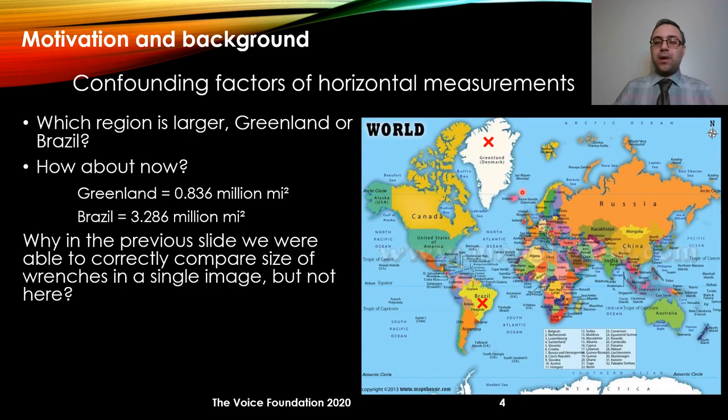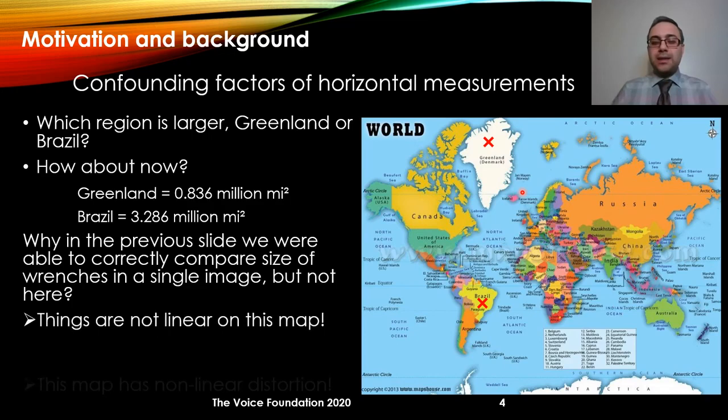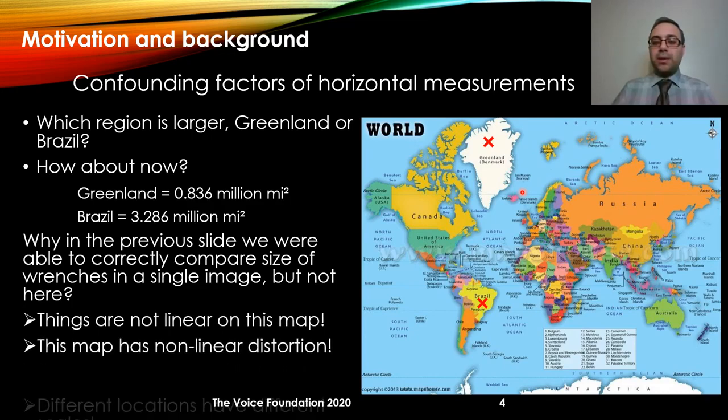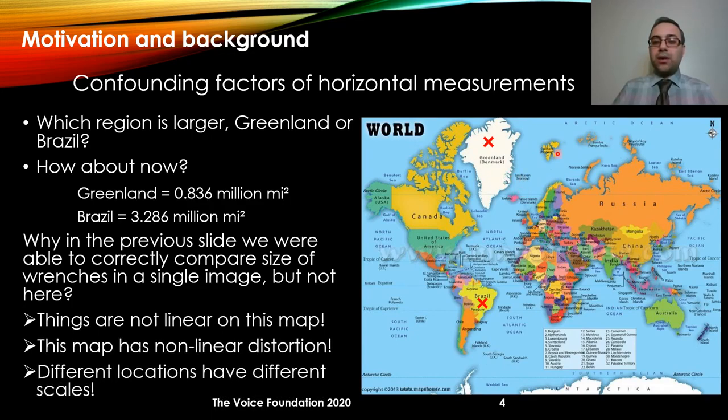So specifically, why in the previous slide when we were looking at ranges that were just in a single image, we were able to compare their size with each other, but not here. So the short answer is that this image has a nonlinear distortion. Basically, the regions that are around the center of the image, around the equator, seem smaller, and the regions that are toward both poles appear larger.